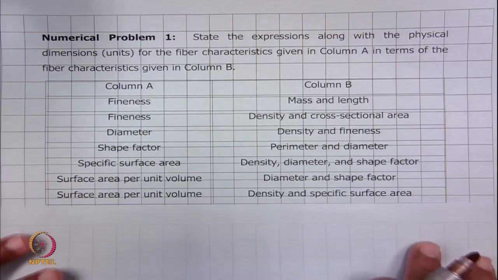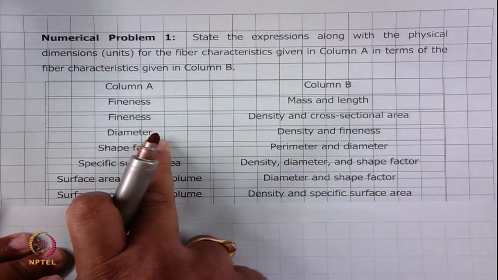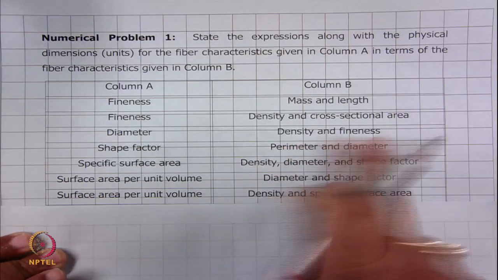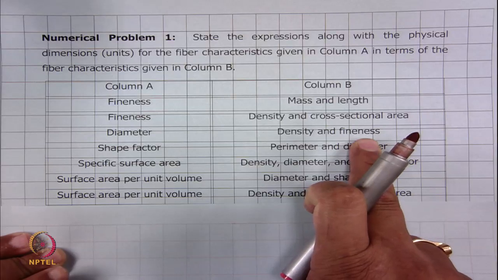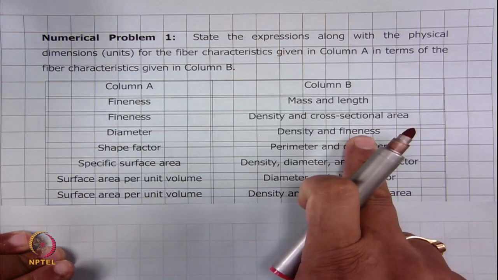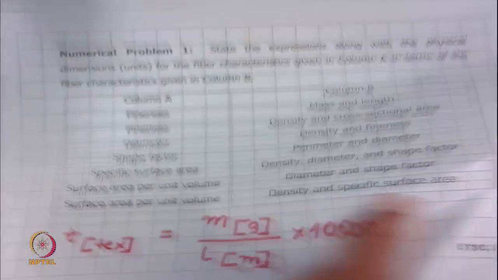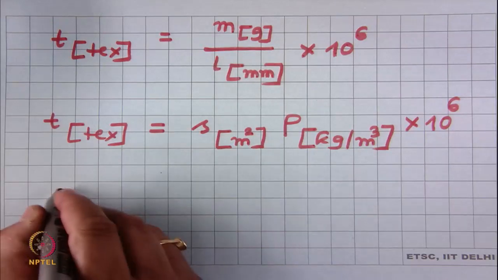Okay, we go to the third one. What is the third one? Fiber diameter in terms of fiber density and fiber fineness. So, we have to express fiber diameter in terms of fiber density and fiber fineness along with suitable units. So, what is diameter?